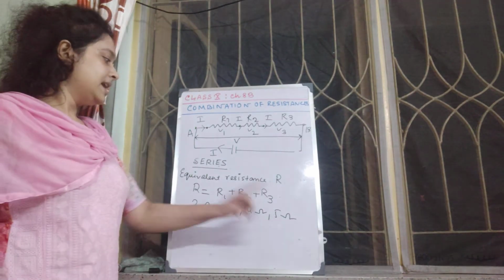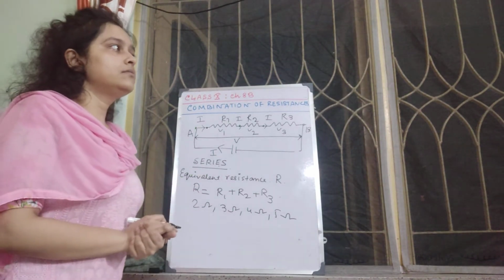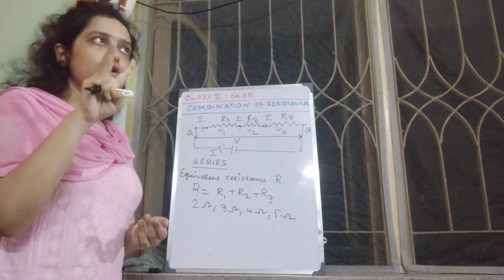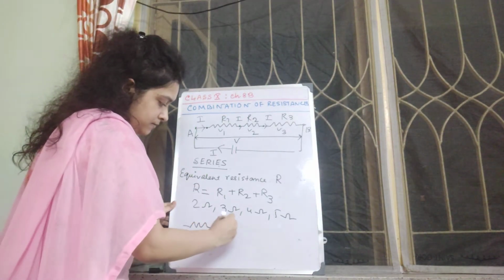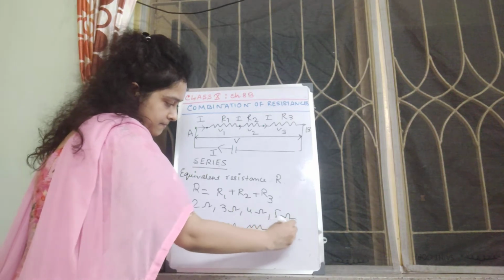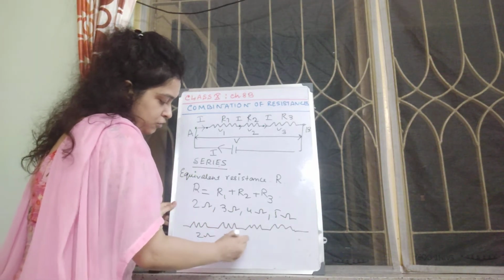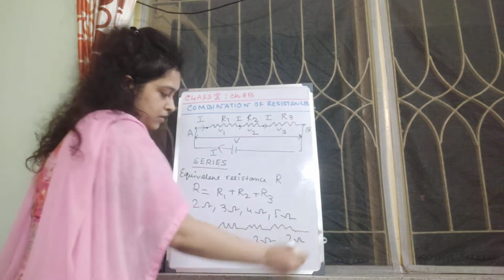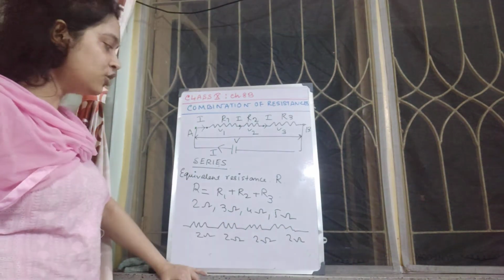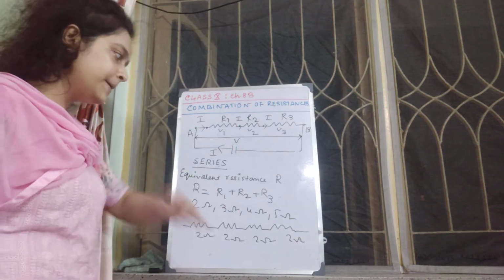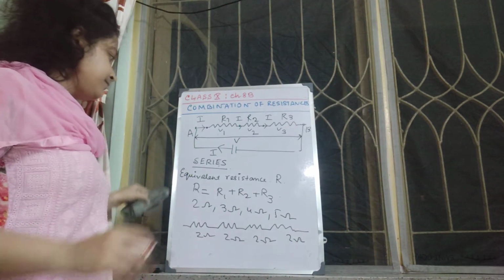If I use, say, 4 resistances of 2 ohm in series, that means 2 plus 2 plus 2 plus 2, 8. 8 ohm is the equivalent resistance.